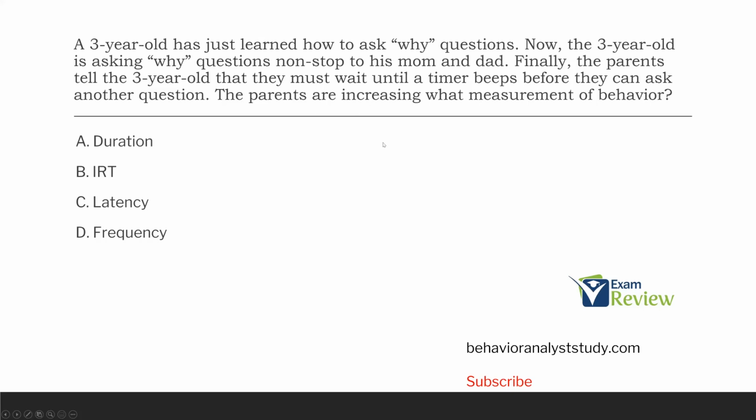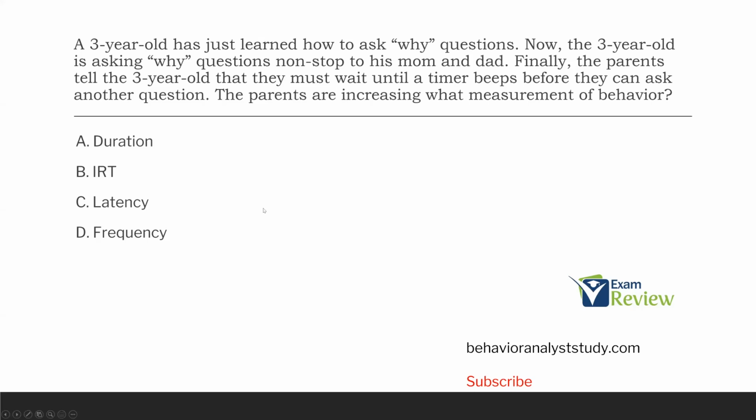Why? Well, they know the 3-year-old is asking too many questions. So if the 3-year-old is going 2 minutes in between questions, they're setting a timer for, let's say, 5 minutes. They're increasing the time in between questions. Inter-response time is just time in between responses. So they're trying to increase the time in between responses or behavior or questions. Parents are increasing response time. Let's read all of our answer choices.